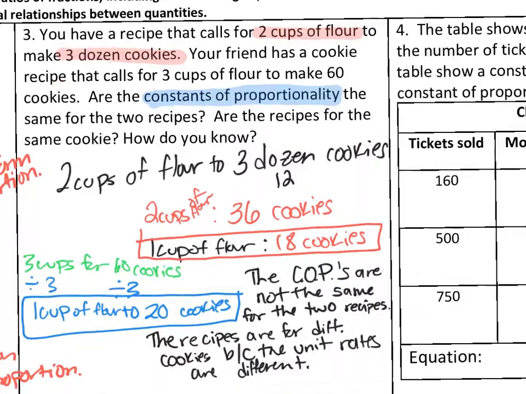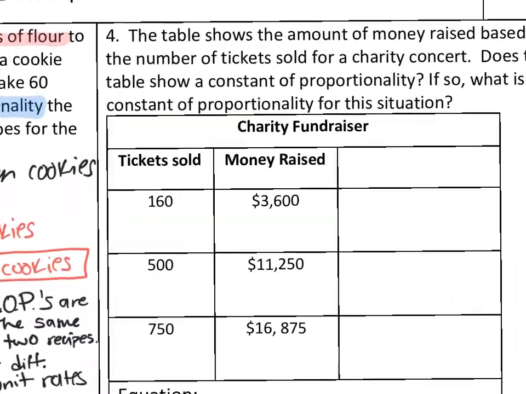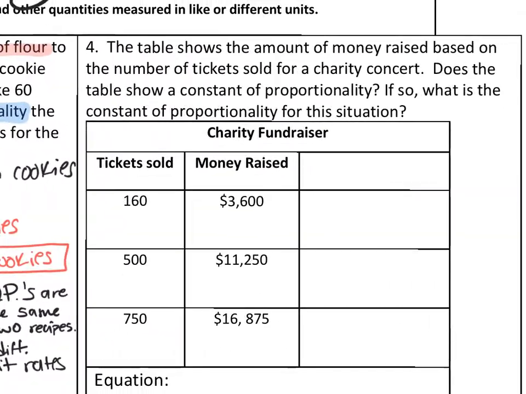All right, number 4. It says the table shows the amount of money raised based on the number of tickets sold for a charity concert. Does the table show a constant of proportionality? If so, what is the constant of proportionality for this situation?